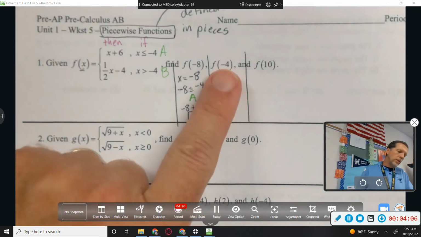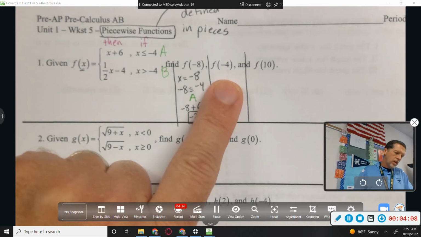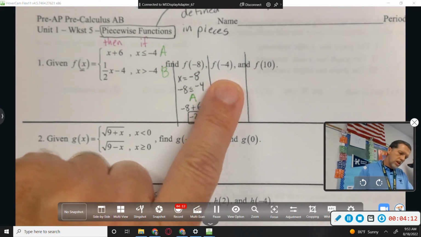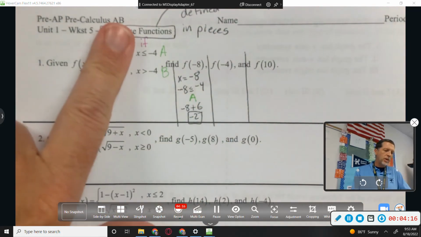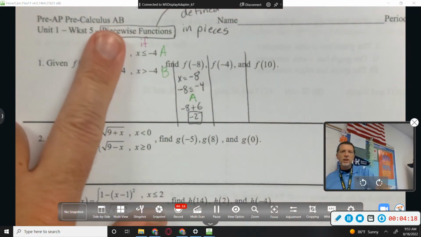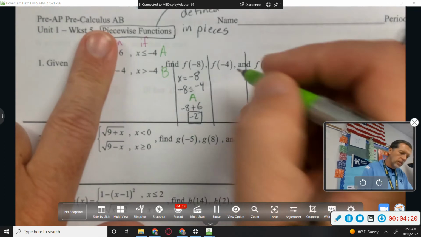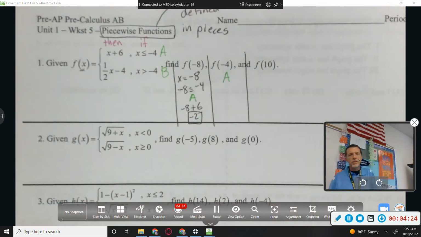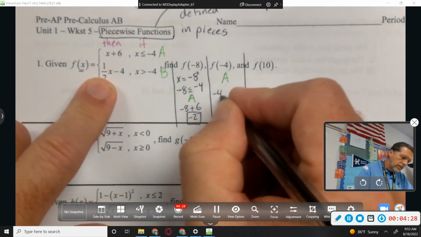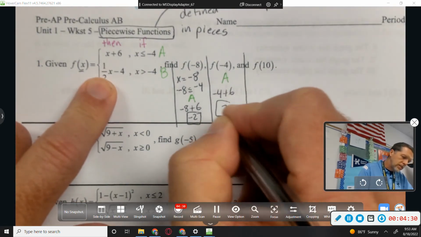Let's show a little bit less work for the next one. For negative 4, let me just ask it straightforward. Which branch are we going to use? Branch A or branch B? A, because it's equal to. So I'm not going to write all that out. I'm just going to make a note to self that I'm using branch A. So negative 4 plus 6 is 2.